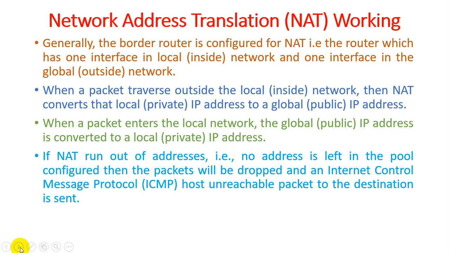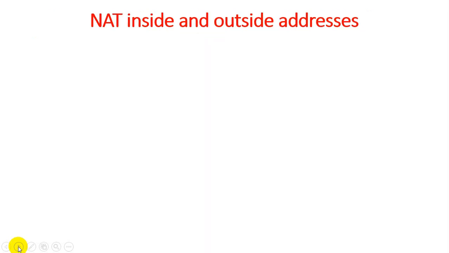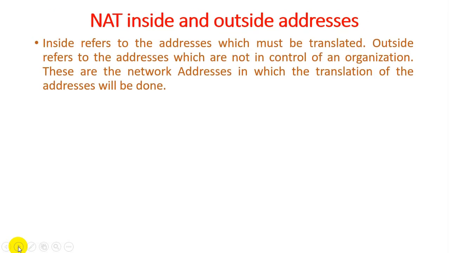Now we will see the same concept through this beautiful video, because the animation gives the best visibility. If you see this particular video, then you can directly identify how the network address translator works from a local network to a public network. We see network inside and outside addresses. Inside refers to the address which must be translated, meaning the private to public address translation.